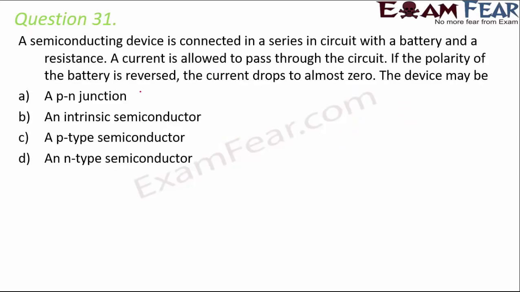Question number 31. A semiconducting device is connected in series in a circuit with a battery and a resistance. A current is allowed to pass through the circuit. If the polarity of the battery is reversed, the current drops almost to zero. The device may be okay. So, what do we see? The moment polarity is reversed, the current that flows is almost negligible. That generally happens in a PN junction because a PN junction conducts current when it is forward biased, and it conducts a very negligible amount of current when it is reverse biased. So it is a PN junction.